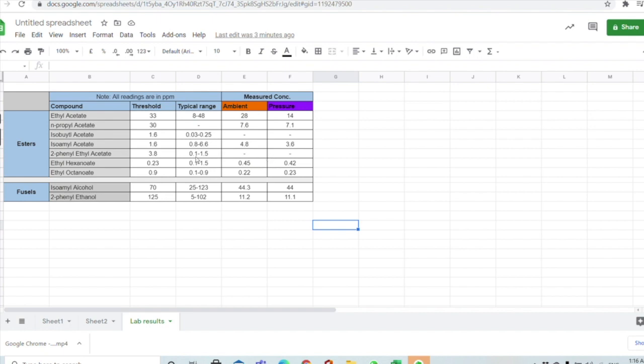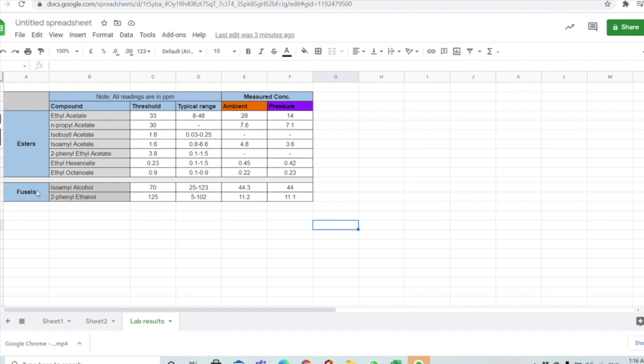either of the conditions. And then lastly, for ethyl hexanoate and ethyl octanoate, those esters are usually present in much smaller quantities as well. They were both detected in both cases, in fact, but as you can see, the numbers stay pretty much unchanged between pressure fermentation and ambient fermentation.